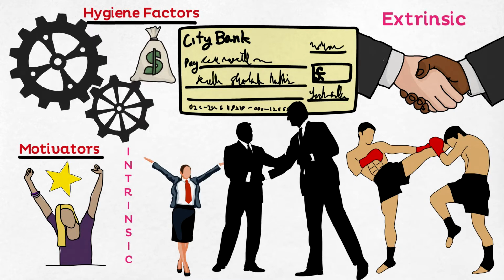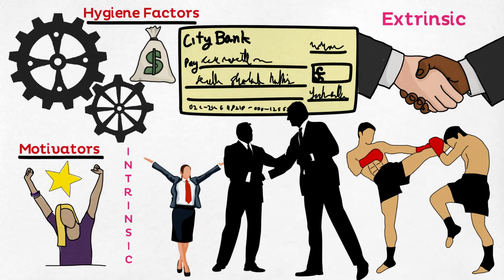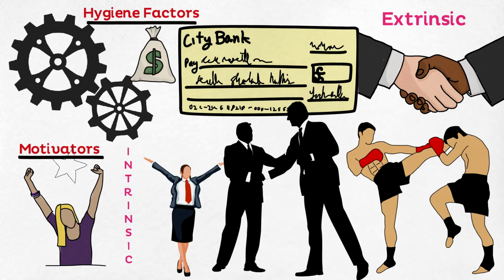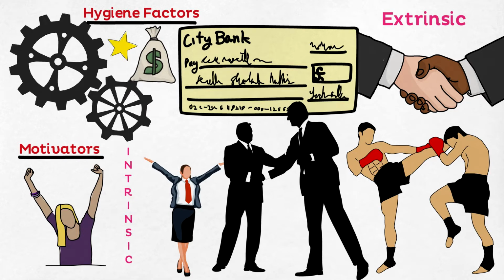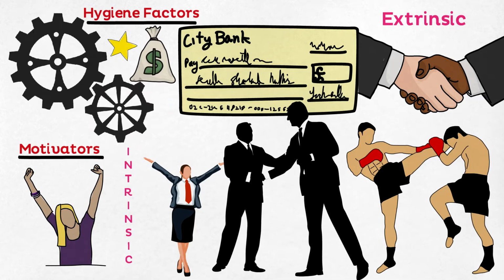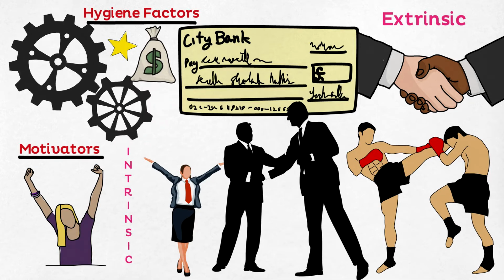A manager must be sure to provide sufficient hygiene factors while at the same time building satisfiers or motivators into employee jobs. In essence, hygiene factors are necessary to be sure a subordinate is not dissatisfied, and satisfiers are needed to motivate an employee to work towards a higher level of performance.